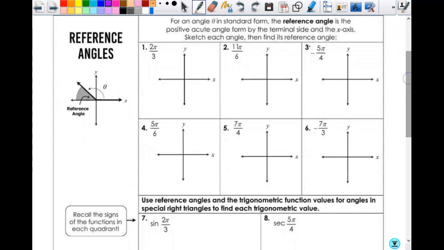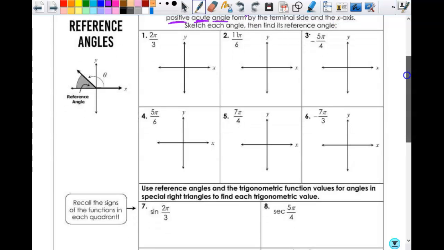So for an angle theta in standard form, remember standard form means that we start here at 0. Positive goes counterclockwise, negative goes clockwise, and the vertex is at the origin. That's what standard form is. The reference angle is the positive acute angle formed by the terminal side and the x-axis. So we're going to sketch the angle and its reference angle.